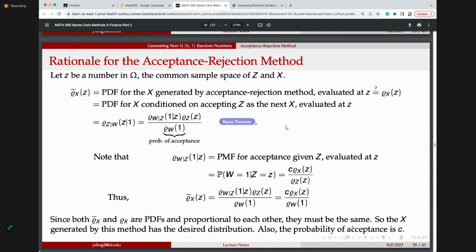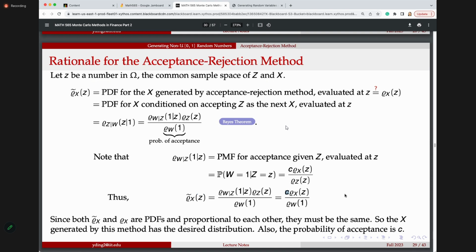So the probability of acceptance is C, because these two should be equal. Then we can make sure both of them are density functions. That's the idea. We want to verify this is equal to rho x of Z. Since both are density functions, they should be proportional to each other over the same common space. So that's what we have. This probability of acceptance is your C.